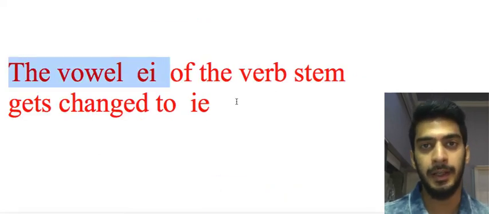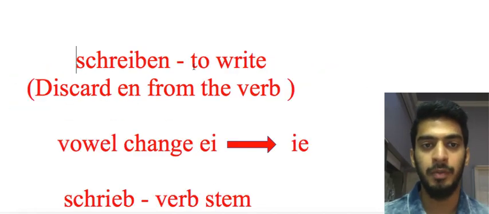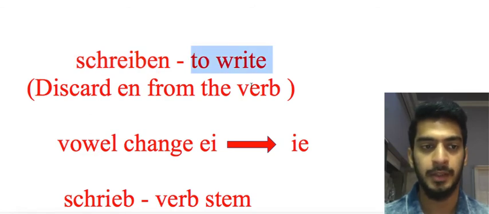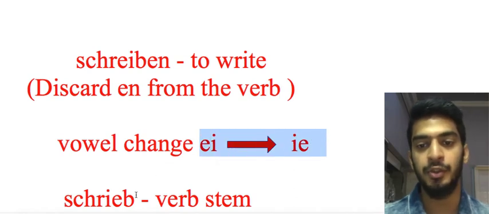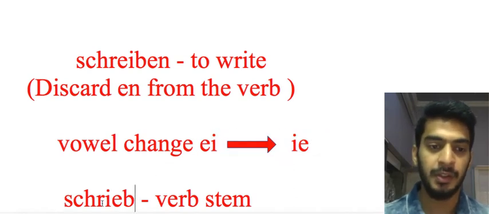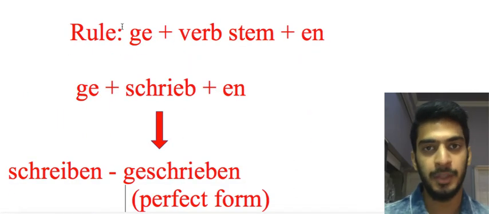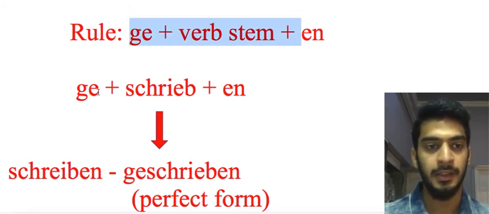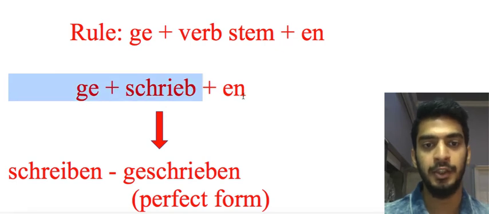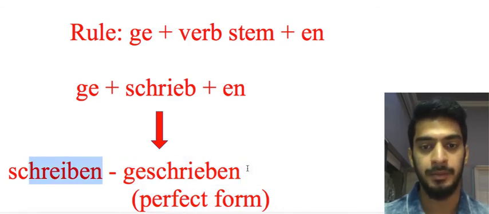The vowel ei of the verb stem gets changed to ie. We have the verb schreiben, which means to write. Discard en from the verb and we have a vowel change here. Ei changes to ie. So the verb stem is schrieb. Follow the same rule and build the perfect form. Ge, verb stem plus en. Then write ge, then schrieb, verb stem, then en. We get geschrieben, which is the perfect form of the verb schreiben.